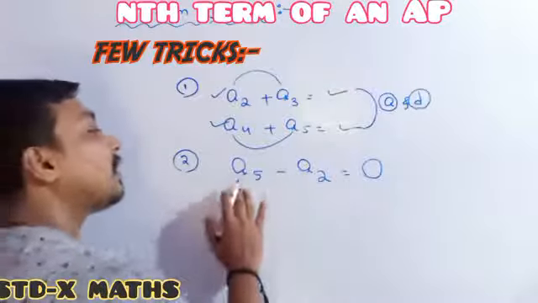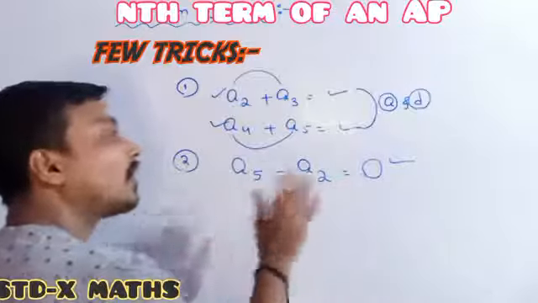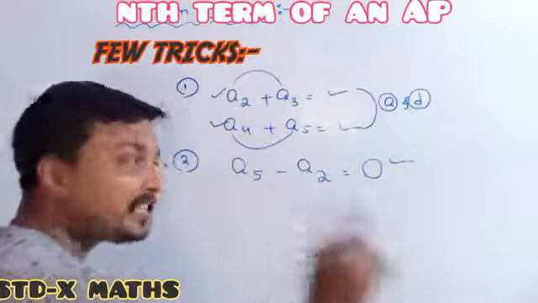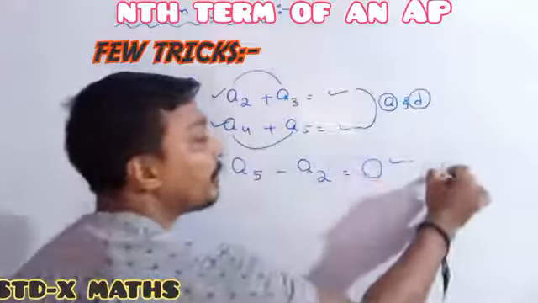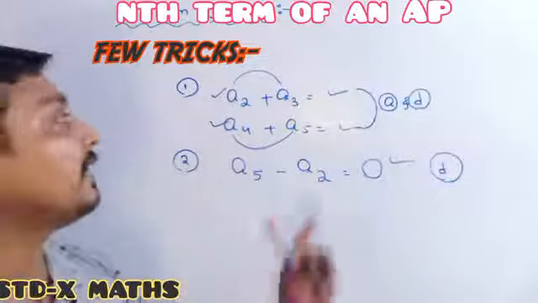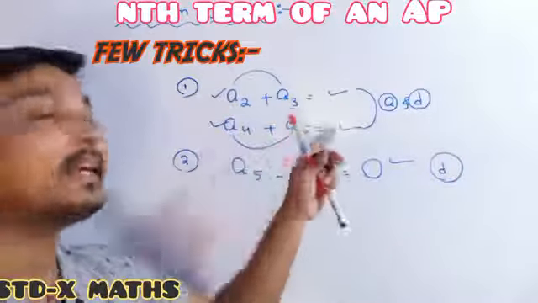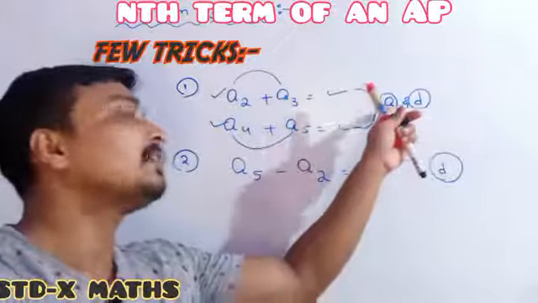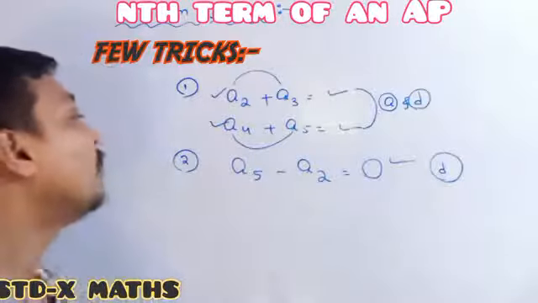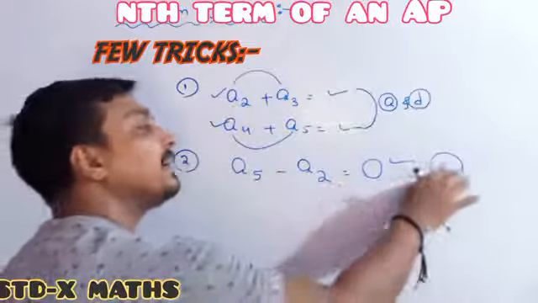Suppose the fifth term, any term and another term, whenever the difference of the two terms is given, by solving you can find the value of d. It means indirectly it is giving d. Whenever the sum of two terms is given, it means indirectly a and d are given. The same thing happens whenever the difference of any two terms is given, it means indirectly d is given.